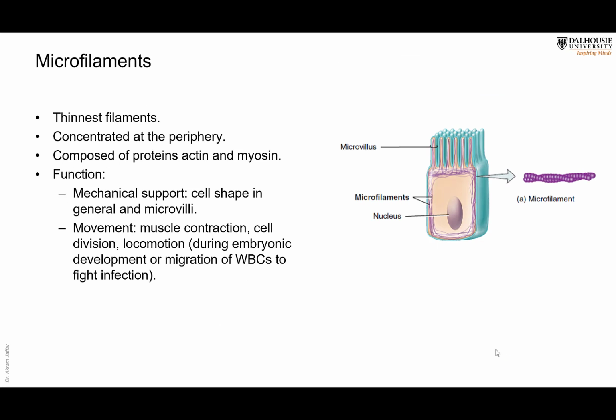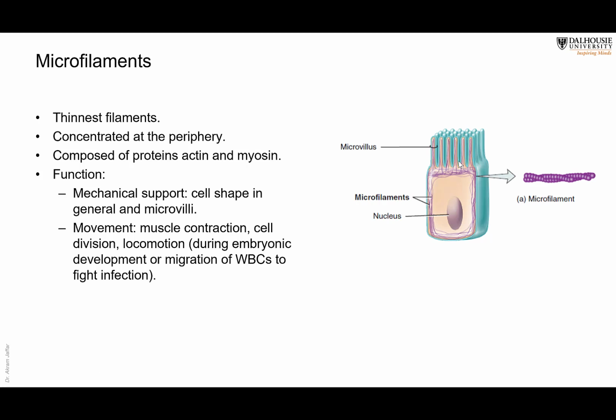The microfilaments, as the name indicates, are the thinnest, and they are present at the periphery. They are important for scaffolding, giving the shape of the cell. They pass through microvilli, which are multiple finger-like processes from the apical surface of the cell. What do you think the function of these finger-like processes is?